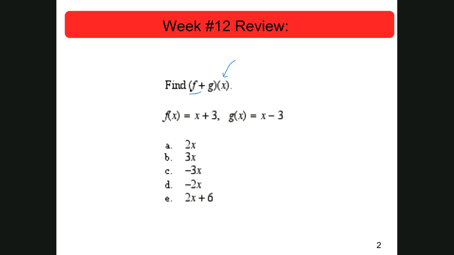So my f of x function is x plus 3. My g of x function is x minus 3, so I just have to add those together. And if you add those together, you just end up with 2x.